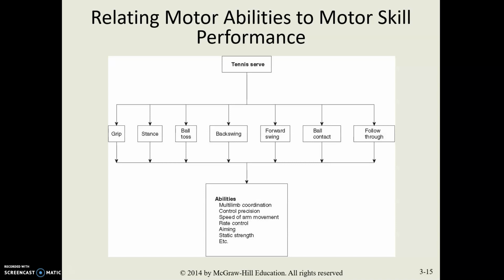Going to Fleishman's different motor abilities that he's defined, some examples would be, in order to do a good tennis serve, you need to have multi-limb coordination. You toss with one hand and hit the tennis ball with the other. Control precision: you have to have a good controlled toss. The speed of your arm movement, your rate control, how you aim. You're going to need some static strength. There may be a few others there.